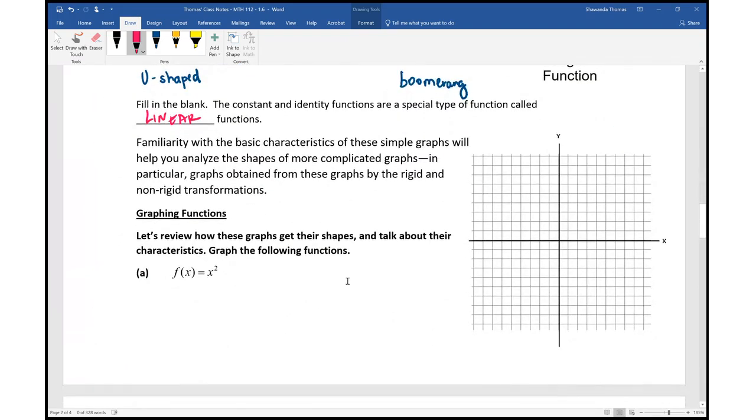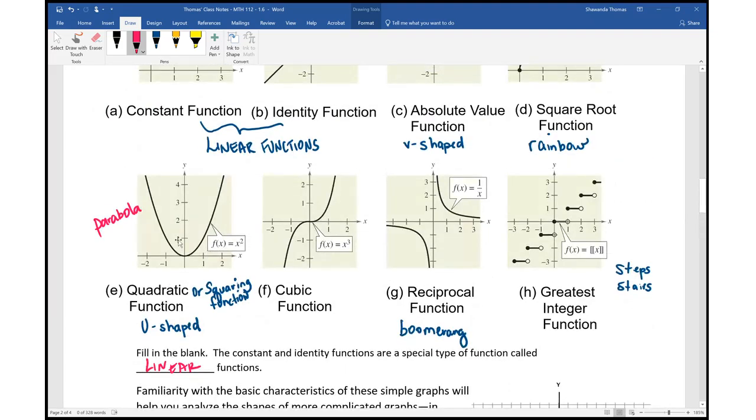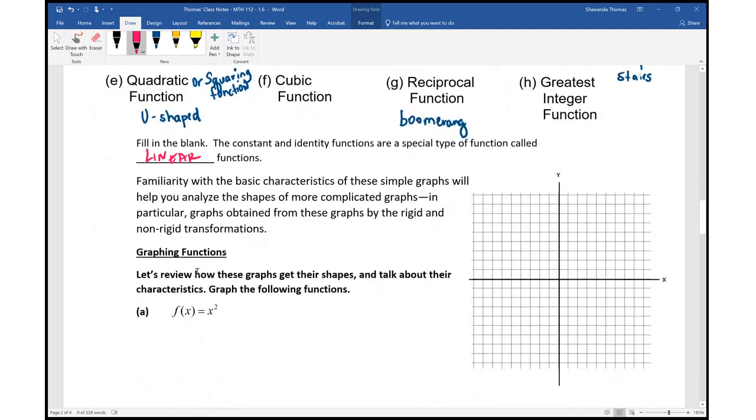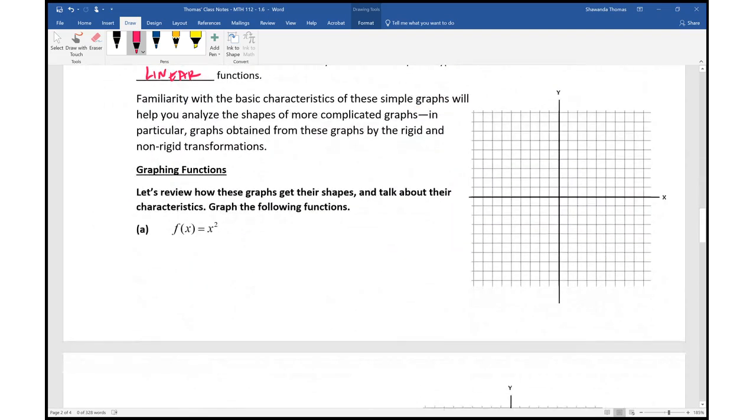All right, let's review how these graphs get their shapes. So we're going to graph right now. Let's graph f of x equals x squared. Now, which function is this one? f of x equals x squared. If you said the quadratic function, you are correct. It's going to look like a U, but we are going to use a t-table to graph this function. Let's put x on one side and f of x on the other.